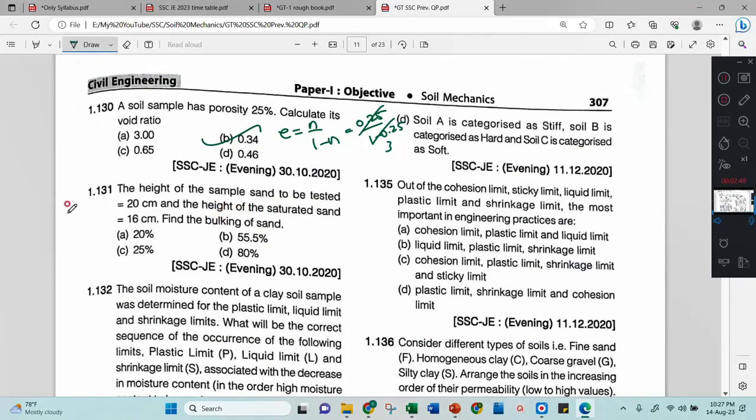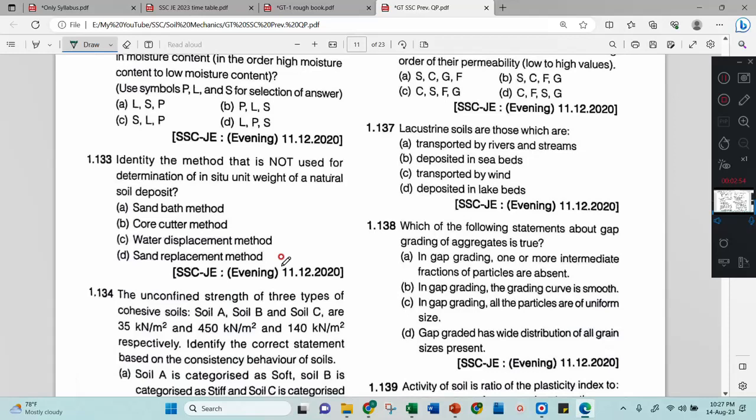Then the height of the sample to be tested is 20 centimeter. Height of the saturated sand, find the bulk density. No, not that. Sand bath method, water content. Identify the method that is not used for determination of in situ unit weight of natural soil deposit. Sand bath method, core cutter method, water displacement, sand replacement. Sand replacement is a method for in situ, core cutter is a method for in situ, water displacement method also. Sand bath method is for water content. They want natural unit weight. Therefore, this is the correct answer. This is the wrong answer. Therefore, this is the right answer.